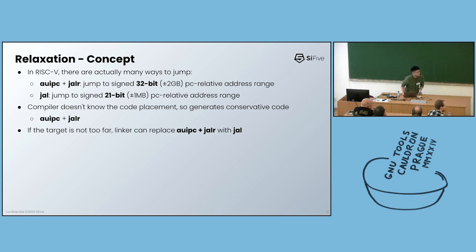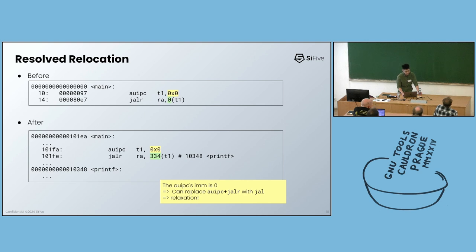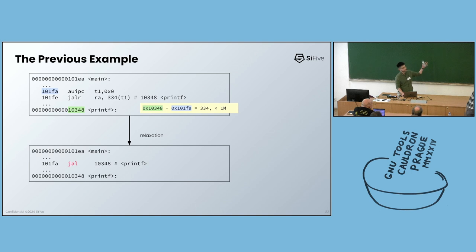And it doesn't remove the AUIPC, but just zeros it out? That was on the previous slide: AUIPC is still zero, but it still exists. This is not relaxed yet. This is the result of relocation, but not relaxed yet. Okay, so this is after relaxation. Previously we saw these two instructions, and this is zero, and if we compute the jump address and the target address, the distance is actually pretty small. So we can replace these two instructions with JAL, and we can reduce the call size here.